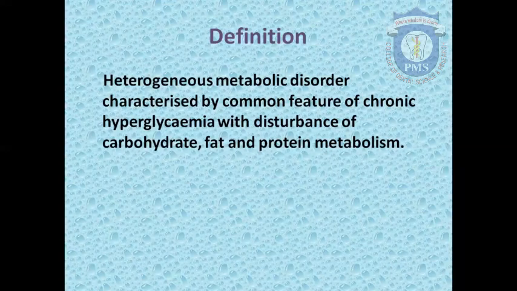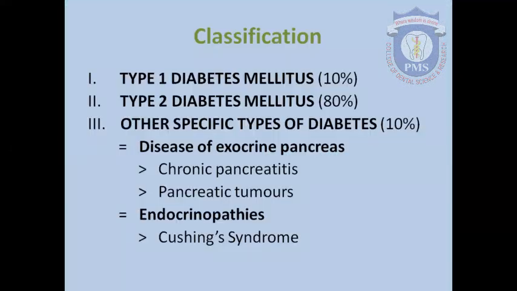Definition. Diabetes mellitus is a heterogeneous metabolic disorder characterized by common feature of chronic hyperglycemia with disturbance of carbohydrate, fat, and protein metabolism. Classification. Type 1 diabetes mellitus comprises 10% of the total cases. Type 2 diabetes mellitus 80%.